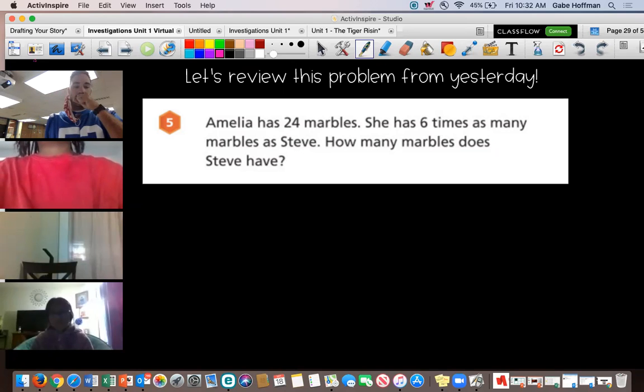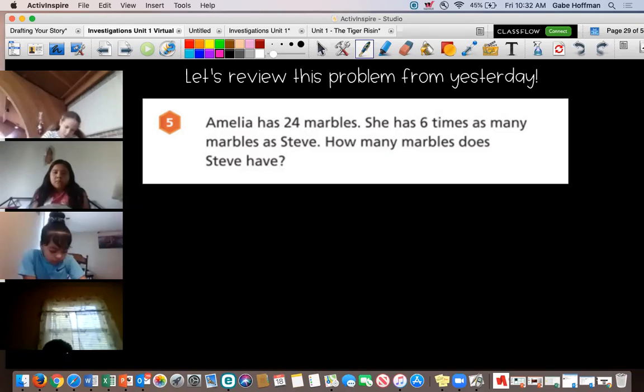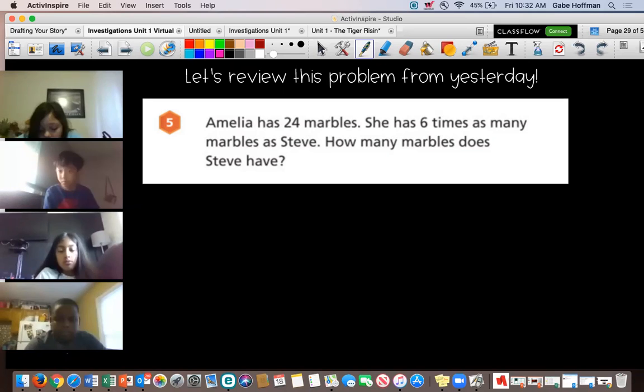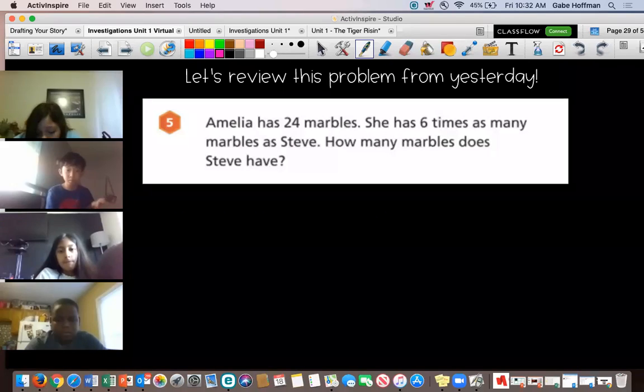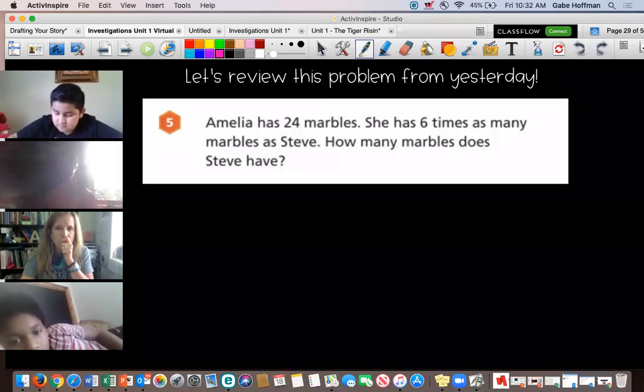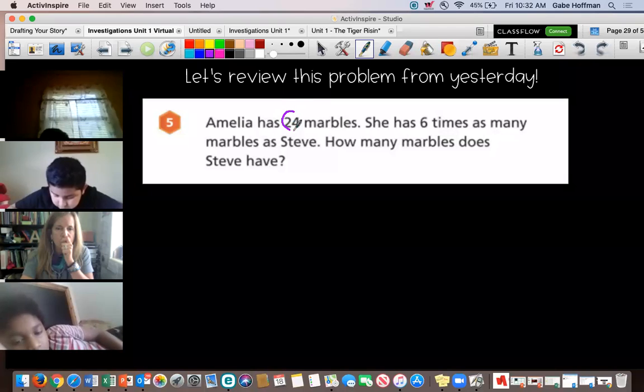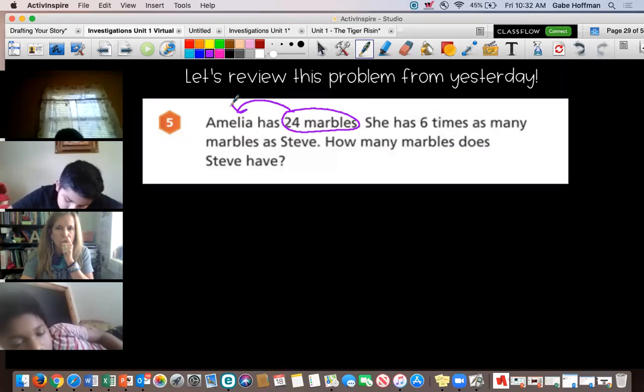All right. Let's see. CJ, what is one thing in this problem that we should probably circle that is important for us to understand? 24. Right. So Amelia has 24 marbles, right? So I'm going to circle 24 marbles, and those belong to Amelia. Then what is something else that's important for us to notice in the problem, Clay?